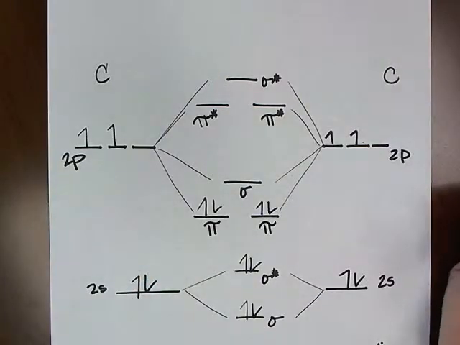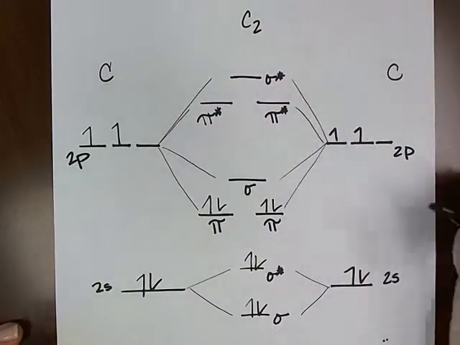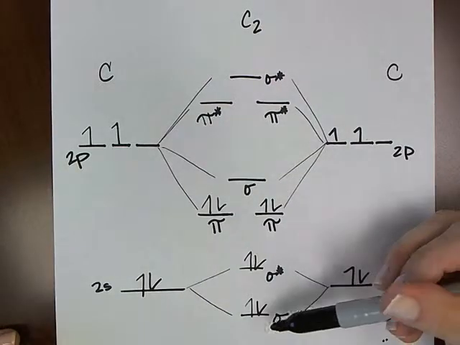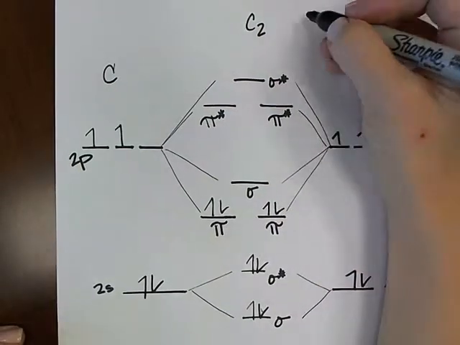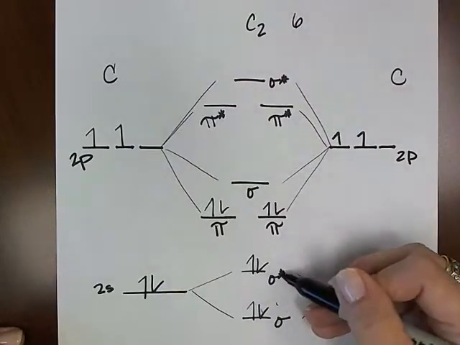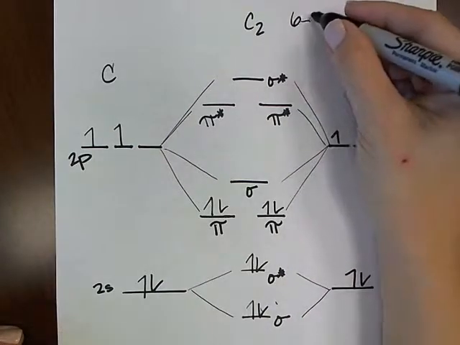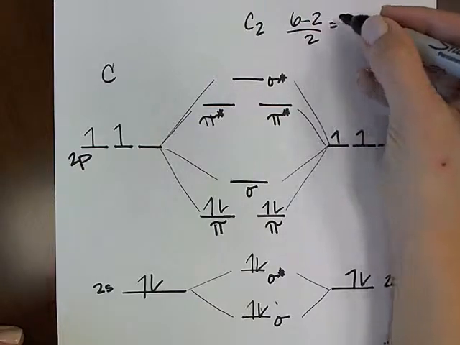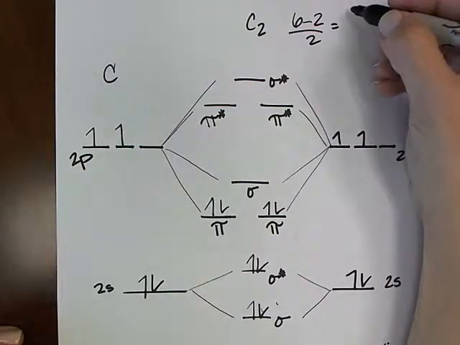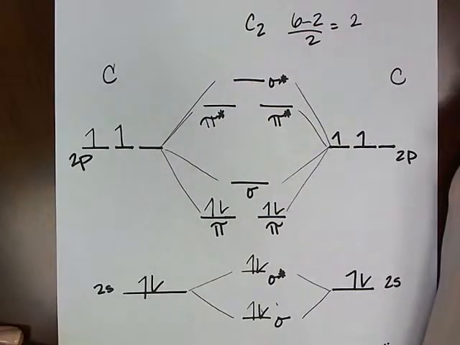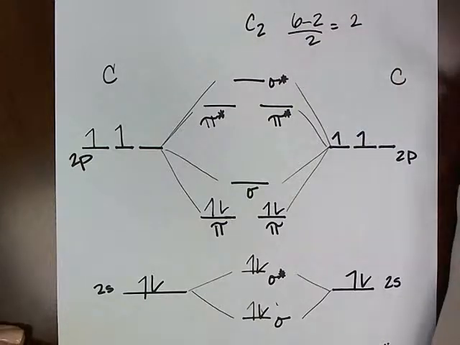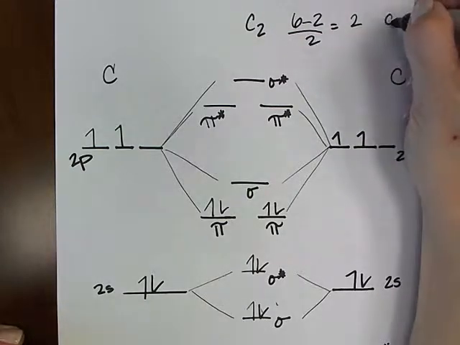And so what we might be asked is, what's the bond order for C2? So we take the bonding electrons, 2, 4, 6, and subtract the anti-bonding orbitals, divide by 2, and the C2 molecule would have a bond order of 2, which would mean a double bond would exist between those. The molecule would look like this.